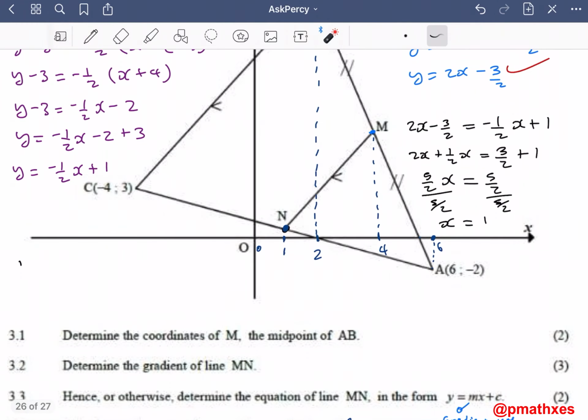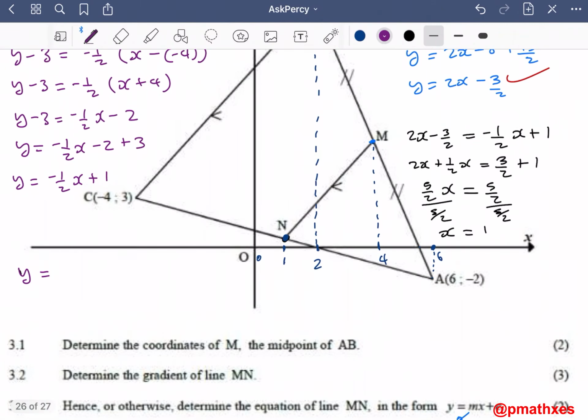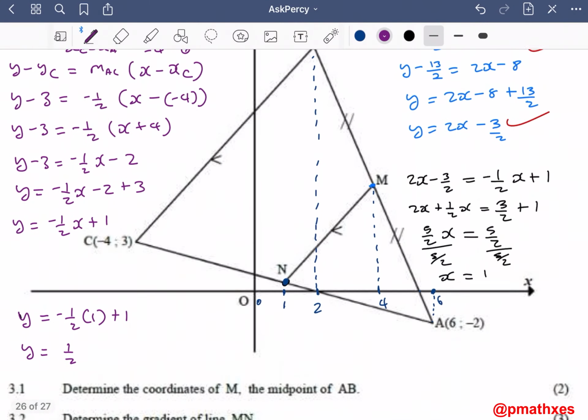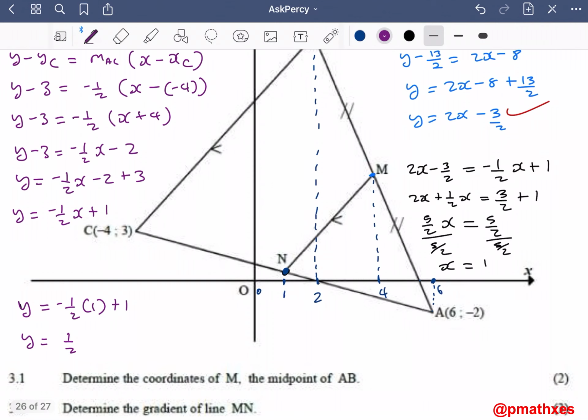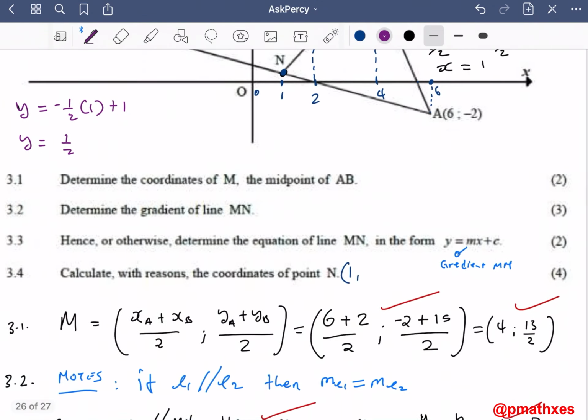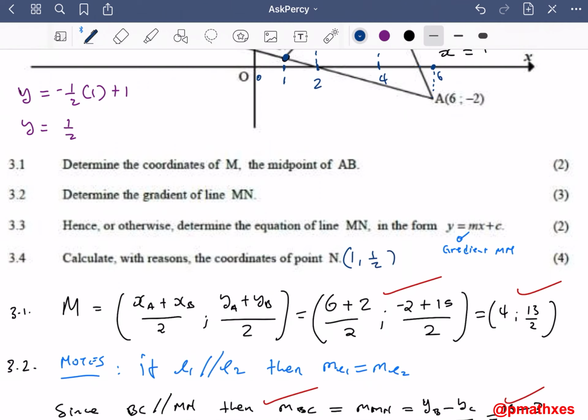Okay, so where there's x, we just put 1. Using the purple equation, you have negative 1 over 2, x is 1, plus 1. So negative 1 over 2 times 1 is negative 1 over 2. Negative 1 over 2 plus 1 is positive 1 over 2. So it is positive. That's what we're expecting. You should also get positive 1 over 2, by the way, when using the blue equation. And voila, that's our n. N is 1, 1.5.